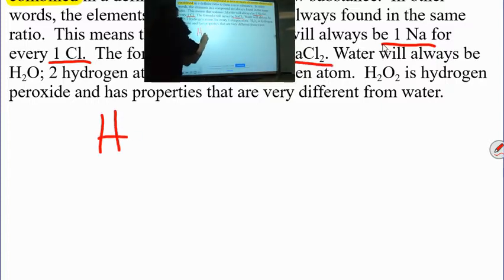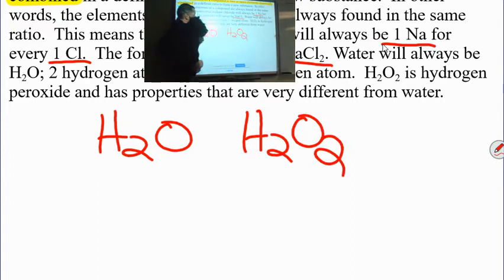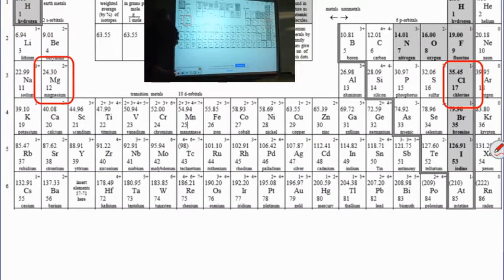Water will always be H2O. If I have H2O2, that's a different compound. That's called hydrogen peroxide. It has different properties than water.